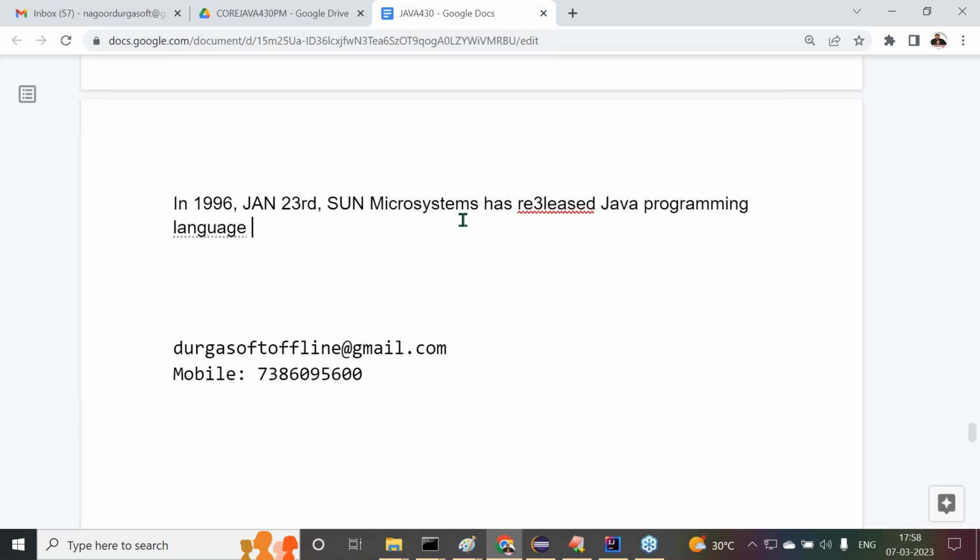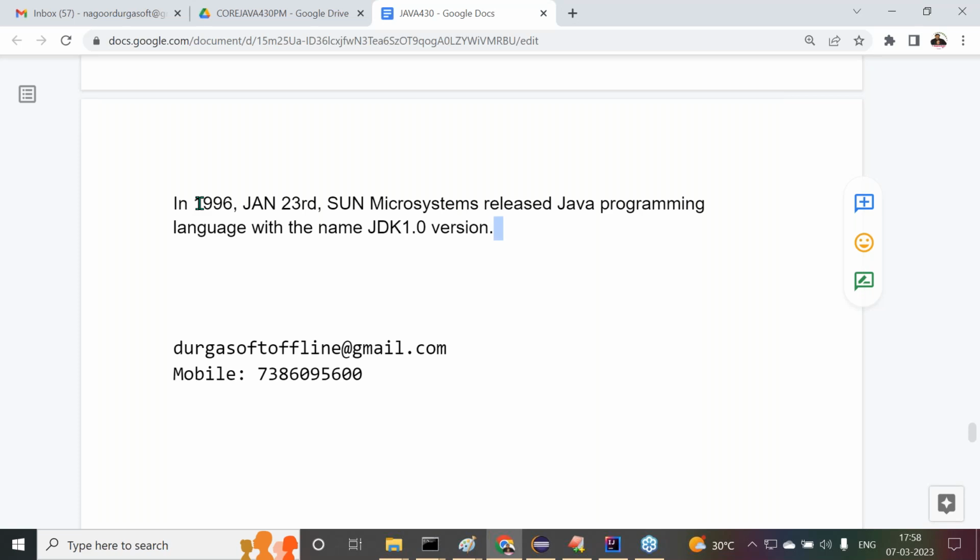On January 23rd, 1996, Sun Microsystems released the Java programming language with the name JDK 1.0 version. From that date onwards, every 1.5 or 2 years, Sun Microsystems released new versions continuously.